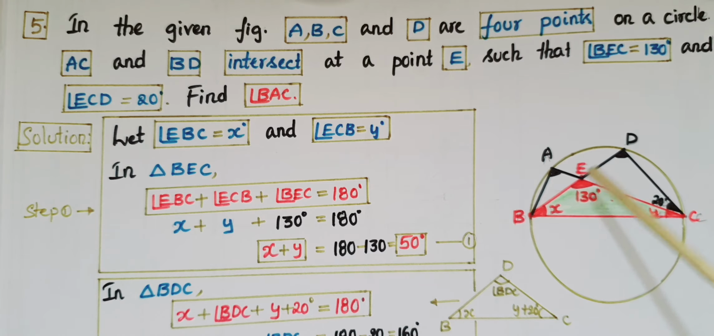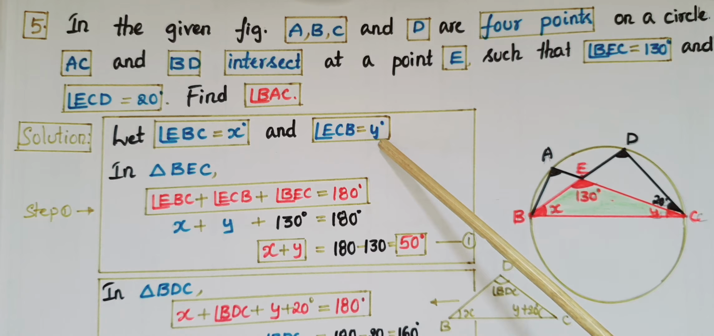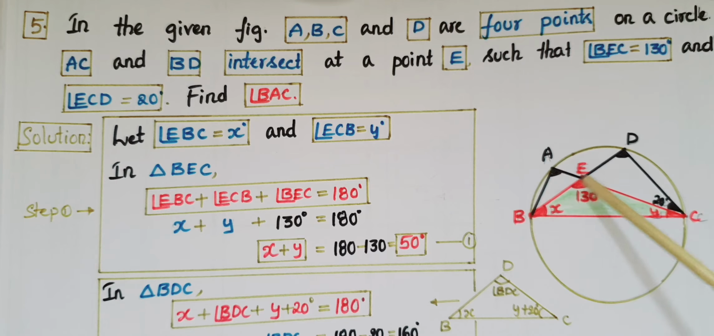If you see this figure, this angle is given in this triangle. So first take this triangle and let us assume angle EBC is equal to x degrees and angle ECB is equal to y degrees. In triangle BEC, we know that the sum of all the angles of a triangle is 180 degrees. Angle EBC plus angle ECB plus angle BEC is equal to 180 degrees. So x plus y plus 130, as given in the problem, is equal to 180 degrees. Then x plus y is equal to 180 minus 130, that is 50 degrees.